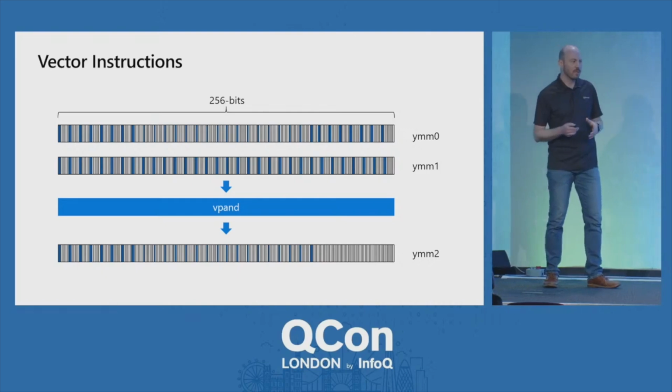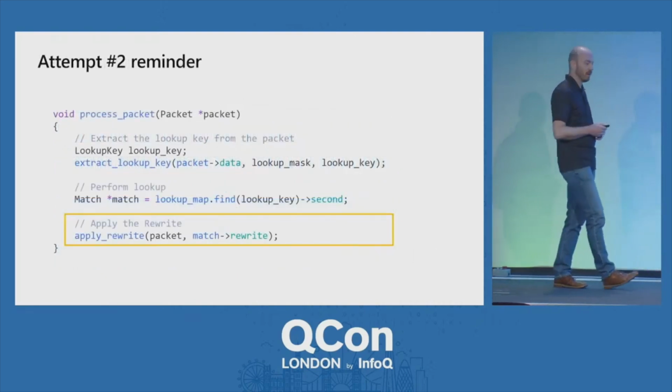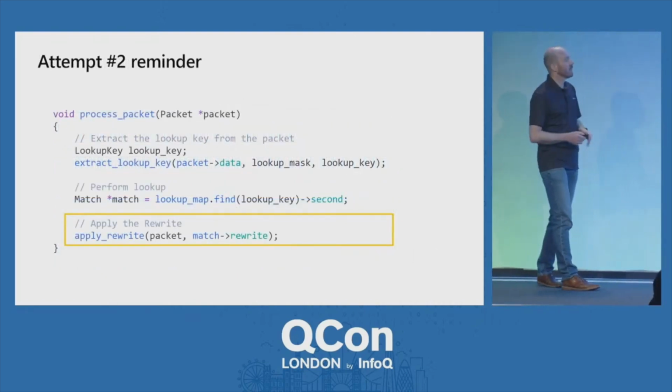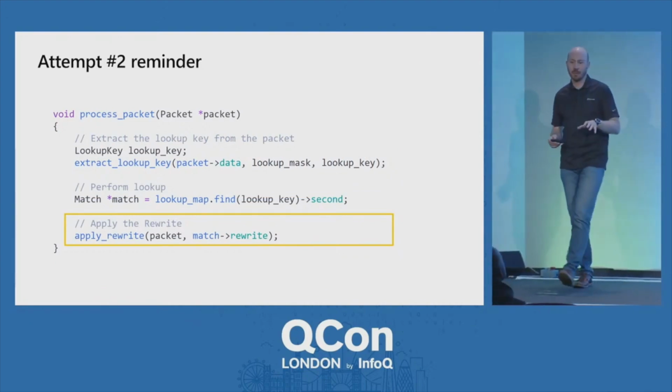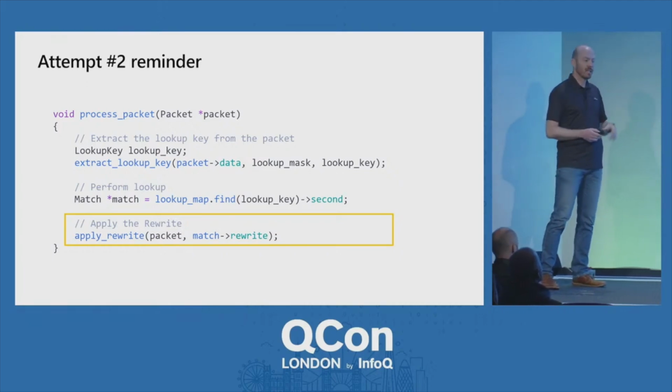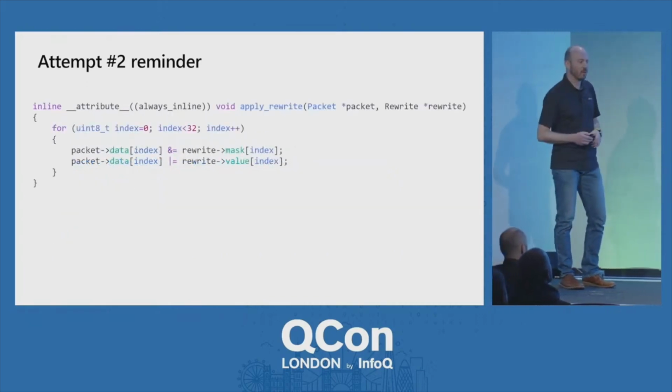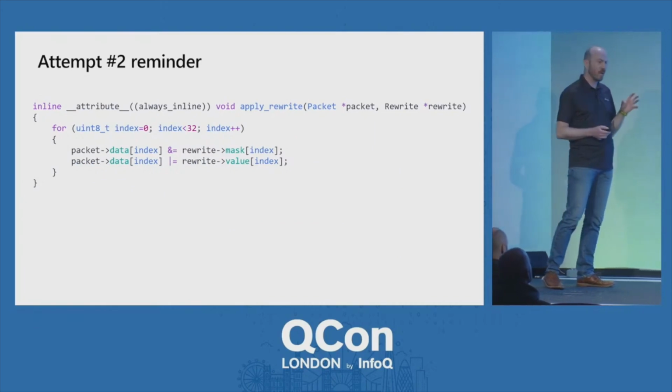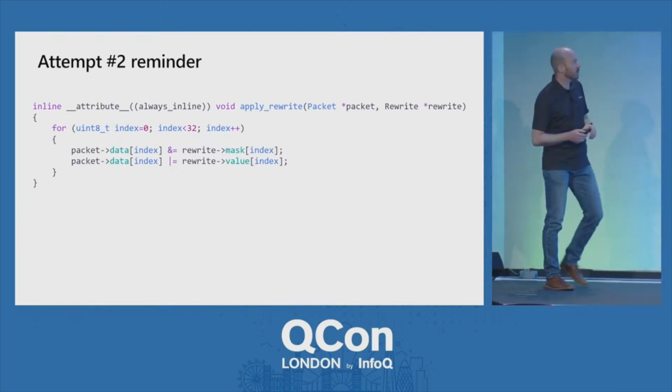So how can we use these vector instructions in our code? So let's go back to our code. This is the main function again, processing a packet. So this apply rewrite function, I didn't expand the details of this before, but let's have a look at what that actually looks like. You can see I've used the inline optimization there already.